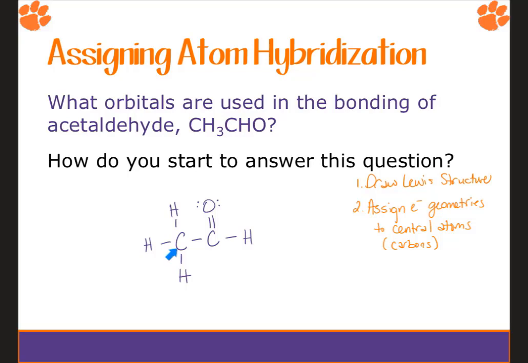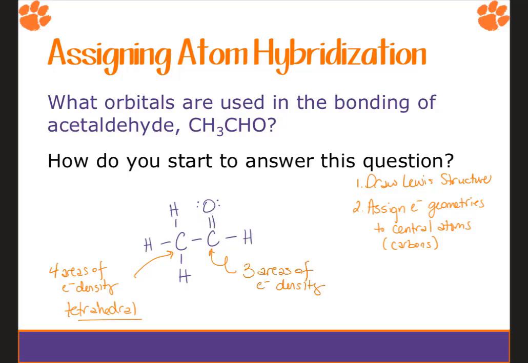All right, so let's look at the left-hand carbon. To look at electron geometries, you again just need to count how many areas of electron density are around that atom. So this carbon, we have 1, 2, 3, 4 areas of electron density. You can look back at your chart, or maybe you memorized it by now, but that correlates to a tetrahedral electron geometry. All right, so that's 1. Now let's look at the right-hand carbon. We can see that we have 1, 2, 3 areas of electron density around that carbon. And again, you can look at your chart, or maybe you just know that that correlates to a trigonal planar geometry.